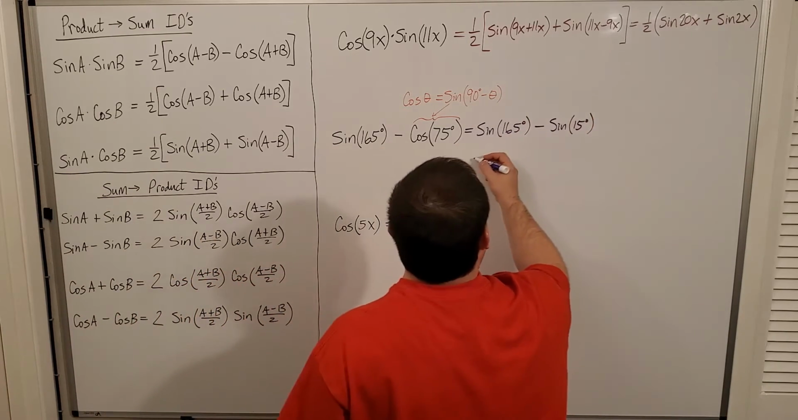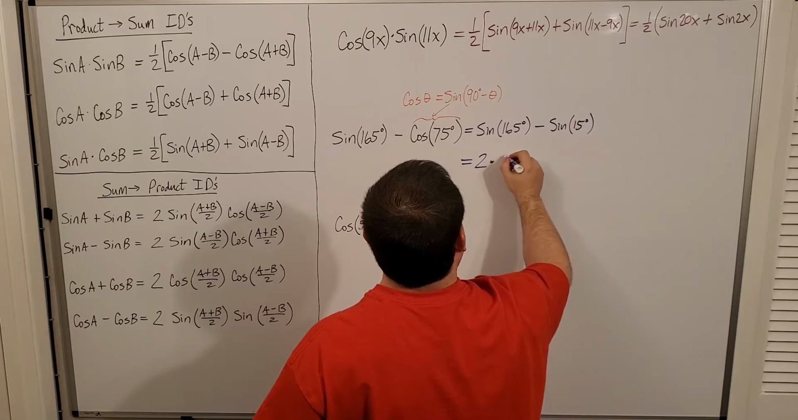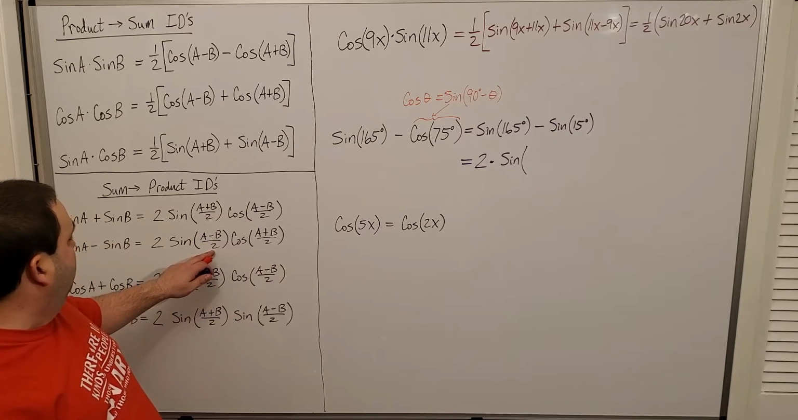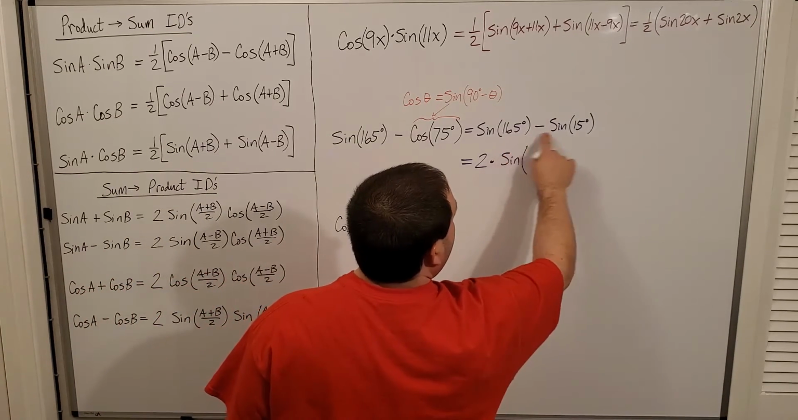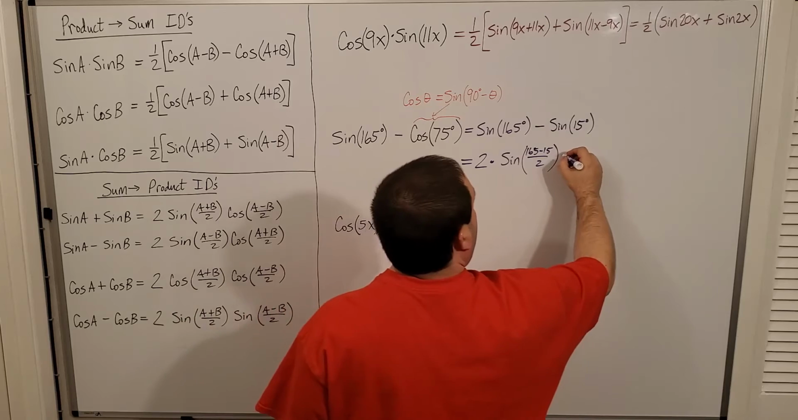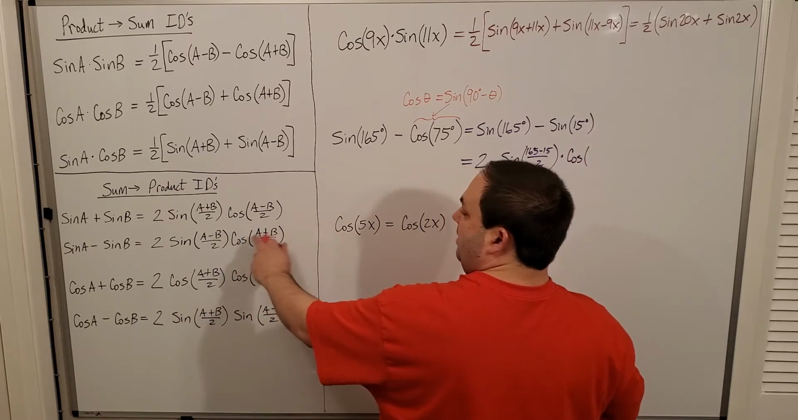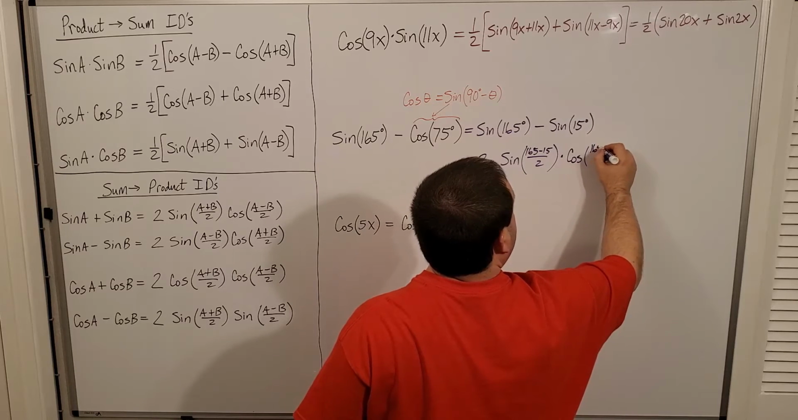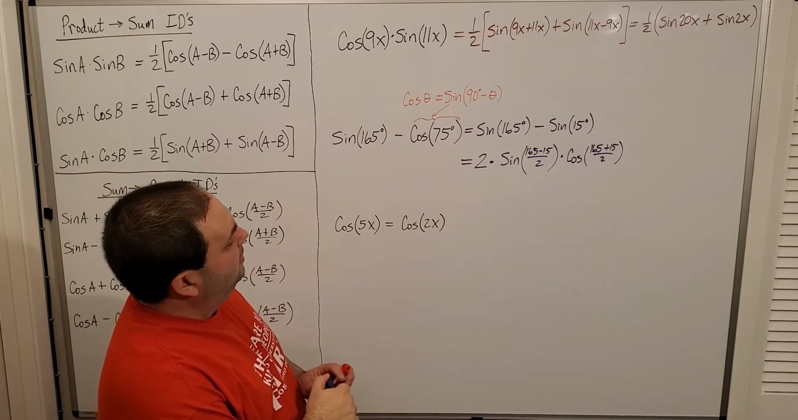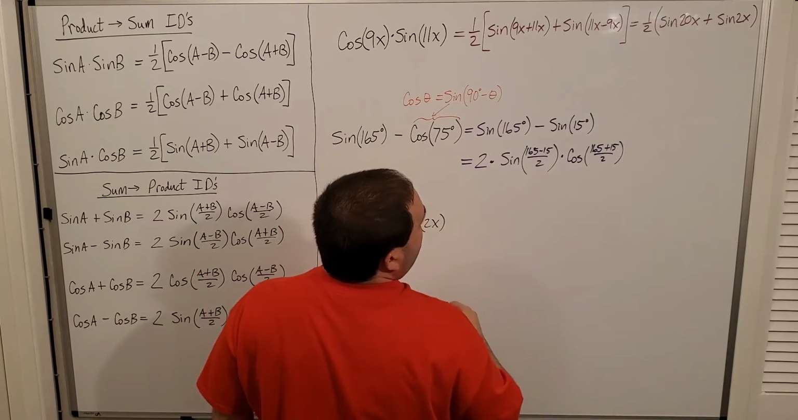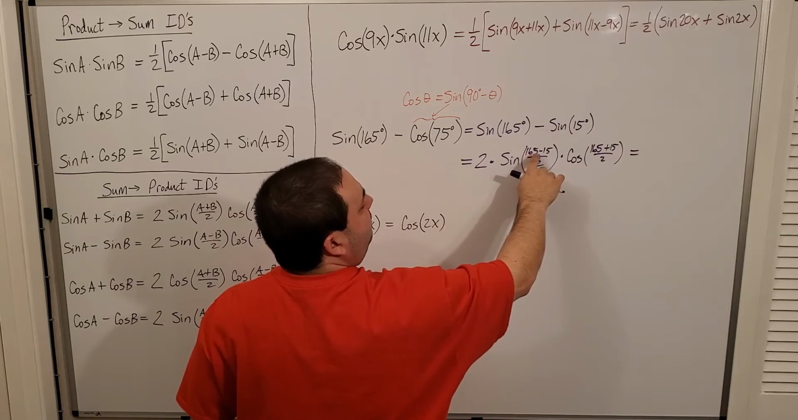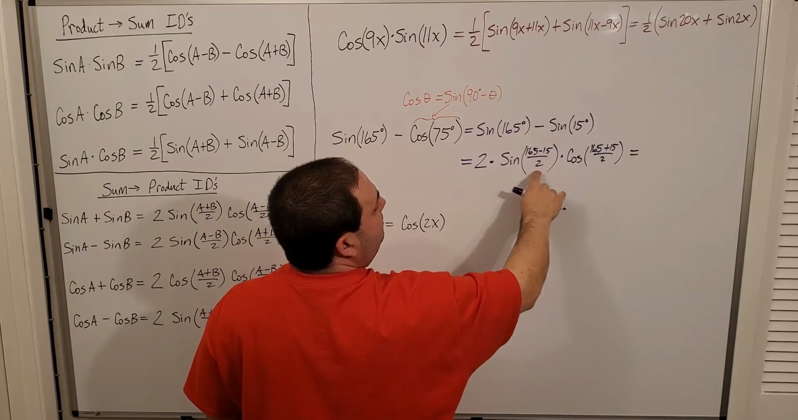So this is now going to be equal to 2 times the sine of A minus B over 2, so 165 minus 15 over 2, times the cosine of A plus B over 2, so 165 plus 15 over 2, like so. Okay? So then 165 minus the 15, what I get from that is 150, right, divided by 2.